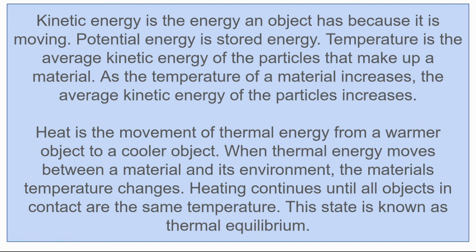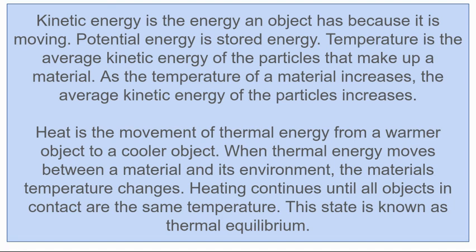All right, again, I'm just going to read this slide. So kinetic energy is energy an object has because it is moving. Potential energy is a stored energy. Temperature is the average kinetic energy of the particles that make up a material. As the temperature of the material increases, the average kinetic energy of the particles increases. Heat is a movement of thermal energy from a warmer object to a cooler object. So it always goes from warmer to cooler.